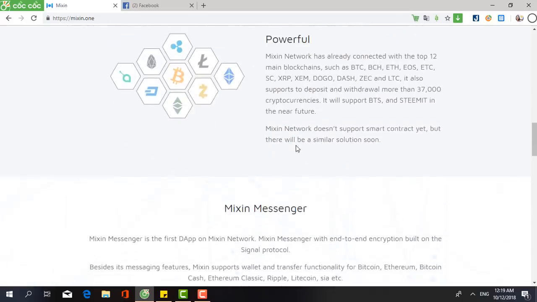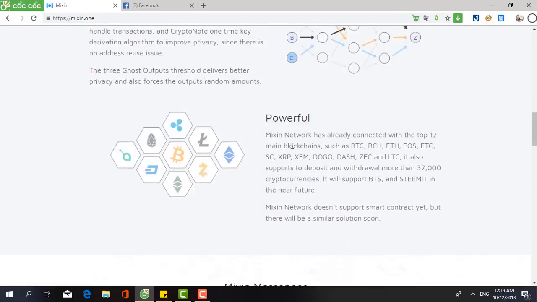The last one is powerful. Mixin Network has already connected with the top 12 main blockchains such as BTC, BCH, Ether, EOS, ETC, SC, XRP, XEM, Doge, Dash, and LTC. It also supports deposits and withdrawals of more than 37,000 cryptocurrencies. It will support BTS and Stimulus in the near future. Mixin Network doesn't support smart contracts yet, but there will be a similar solution soon.